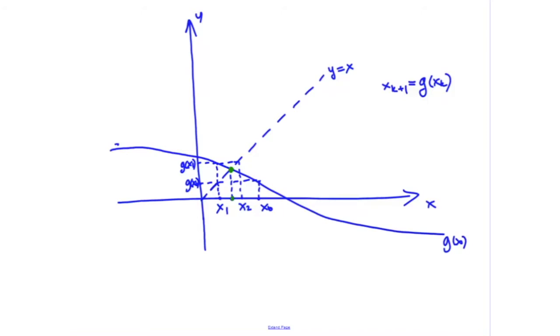Now for the next iteration, we need to find g of x2 and project it onto the x-axis. This will be our x3. And we see that we are moving closer and closer to the fixed point. All right, this is what we call the oscillating convergence.